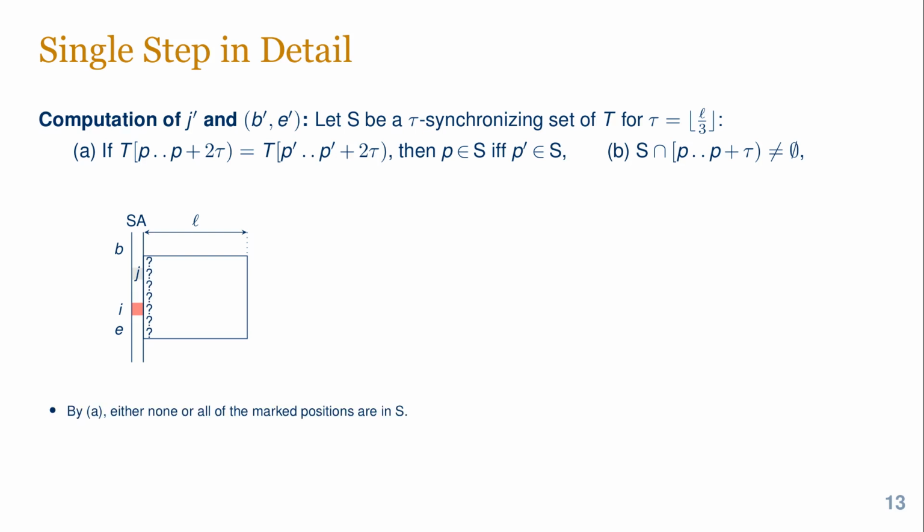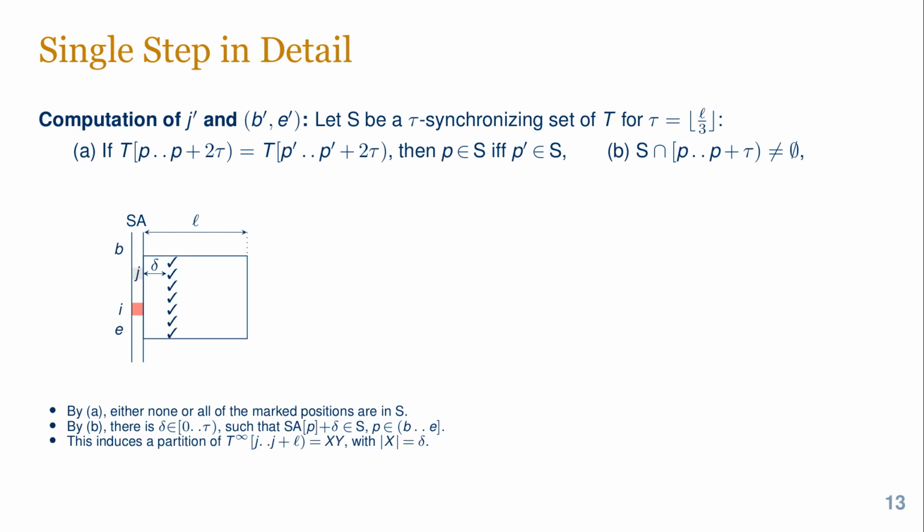Observe that due to our choice of tau, it holds by the consistency condition A that either none or all of the marked positions are in S, since they all share the length 2 tau right context. Suppose that they are not in S. Then we have the same situation for the following positions. Eventually, however, by the density condition B, and since 3 tau is smaller or equal than L, for some delta between 0 and tau minus 1, all positions SA of P plus delta, where P is between B and E, will be in S. This induces a partition of the right length L context of J into two strings X and Y with length of X equal to delta.